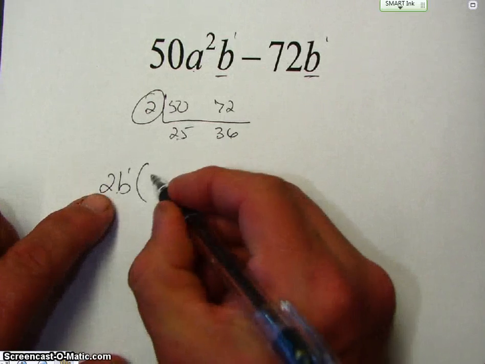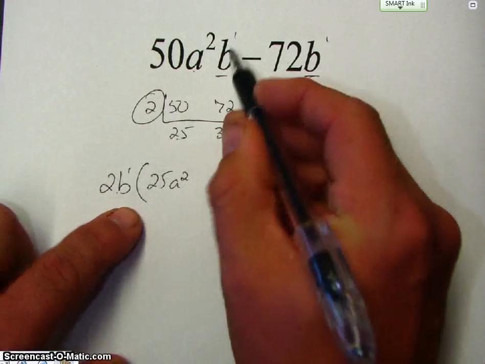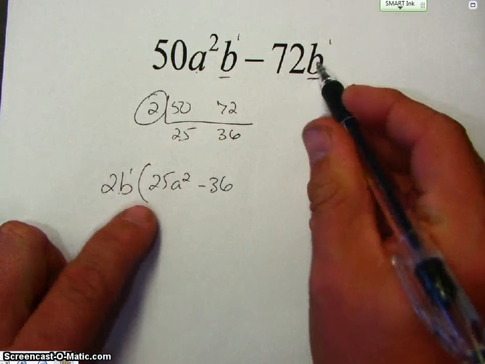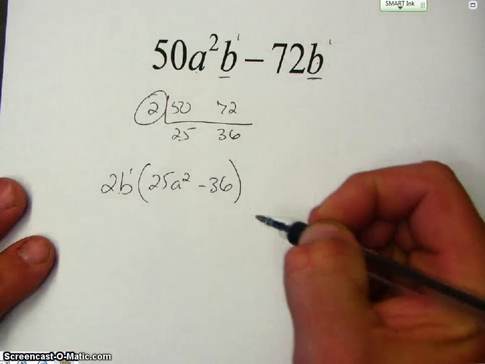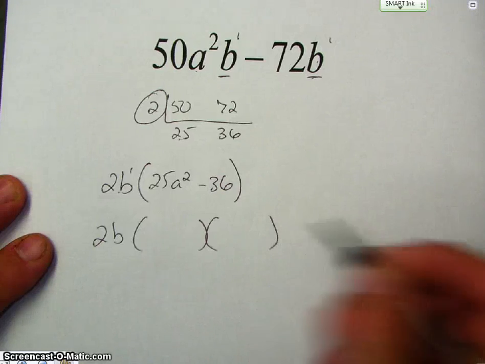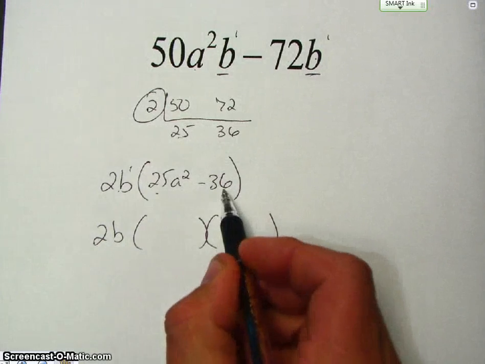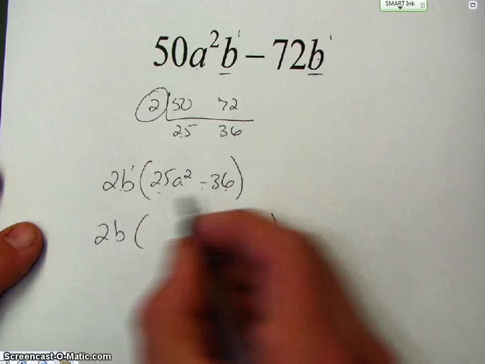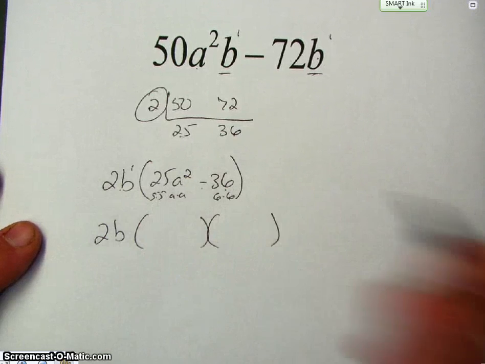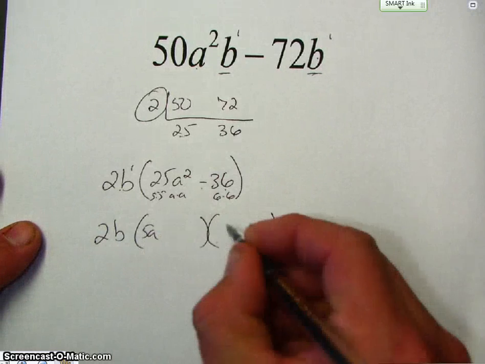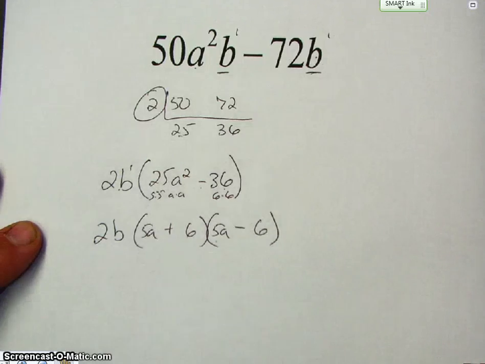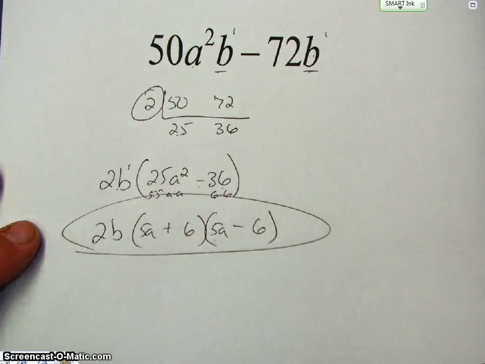So when I do that, I get 25a squared, 1 minus 1, so the b's are gone. Minus 36, b's are gone. All right, so 2b, and now we continue on factoring. 2 terms, difference of squares. It's a difference. This is 5 times 5, a times a, and 6 times 6. So 5a and a 5a, a 6 and a 6. Make one positive, make one negative. And we are completely factored.